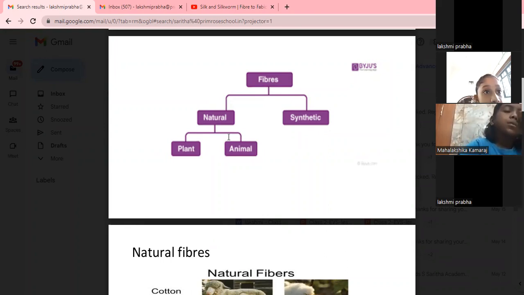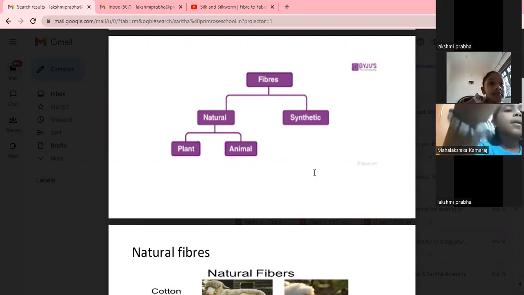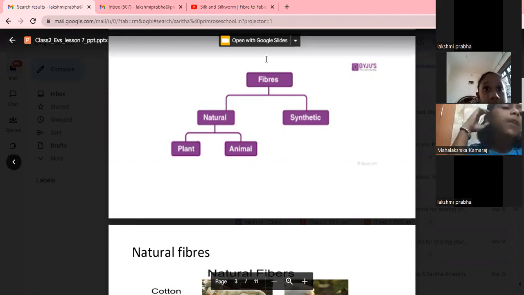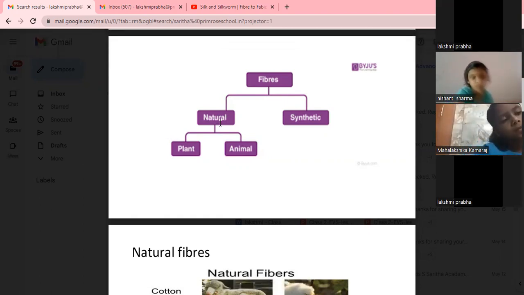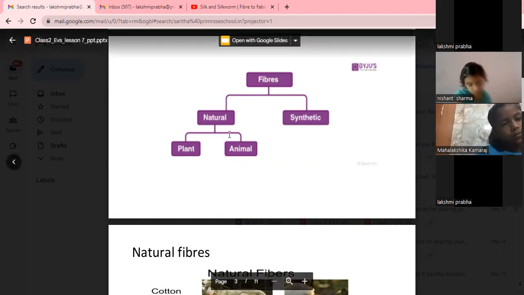Do you remember? What is a natural fiber, children? Someone can answer. Animal fiber. Silk fiber, ma'am. Yes, one which is obtained naturally. That is what we call natural. In the last lesson we discussed natural sources, like river, pond, oceans. In the same way, natural fibers are obtained naturally from plants and animals.